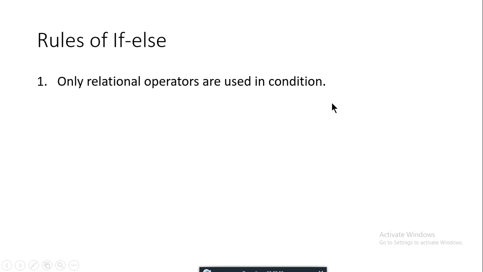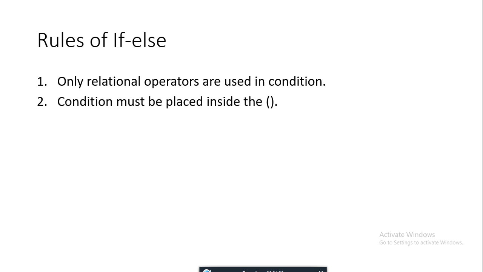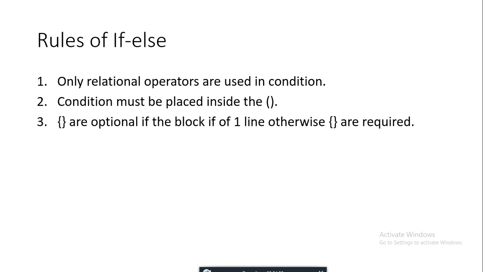Okay, now let's memorize some rules of if-else. The first rule is that only relational operators are used in a condition. I have seen some students who write if (a + b), which is wrong, or if (a / b). Generally place a condition which will always result in true or false. If the condition doesn't produce the result true or false, you are making a mistake, so you have to correct it. The second rule is that the condition must always be placed inside the round brackets. Without round brackets, you cannot place your condition.